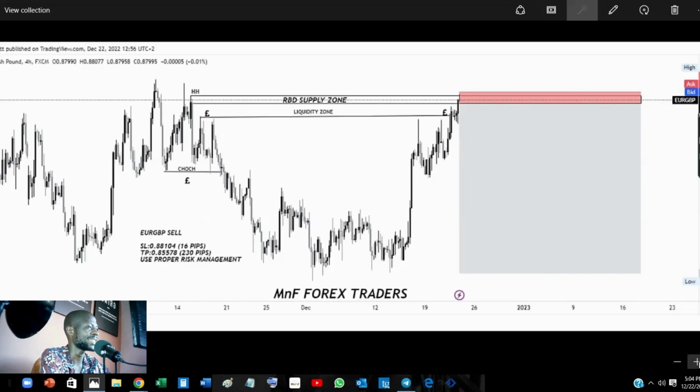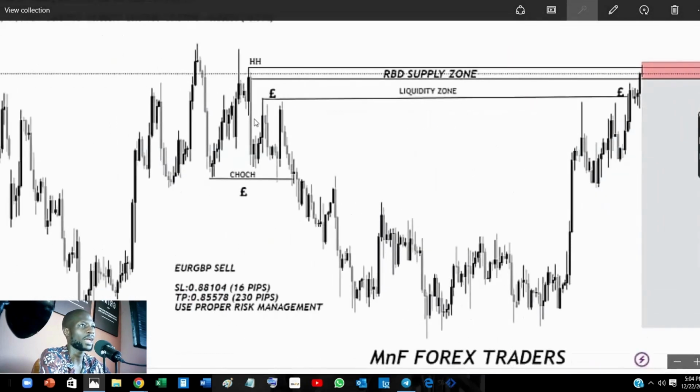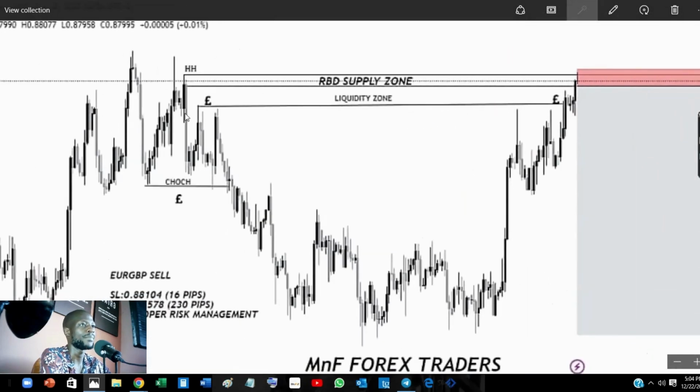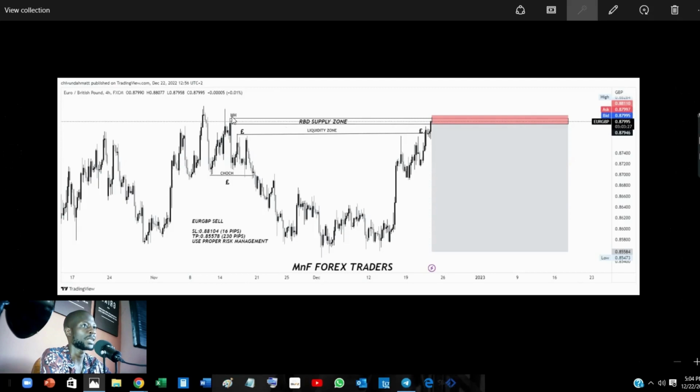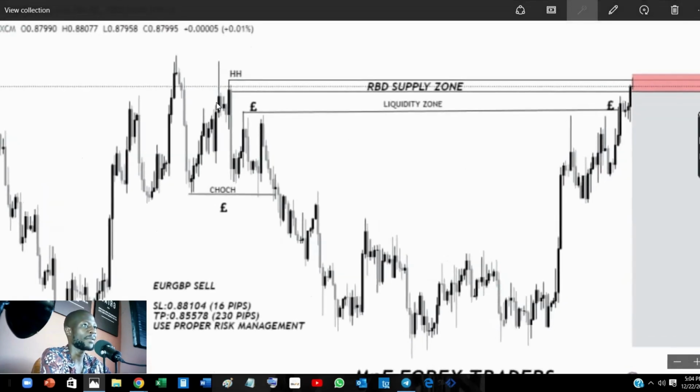And you can clearly see that at this level here, we had big momentum candles right here, which is very, very important. Okay. So when you have a momentum candle like this, it just tells us that around this level, there are still some unfulfilled orders which the market needs to take out.